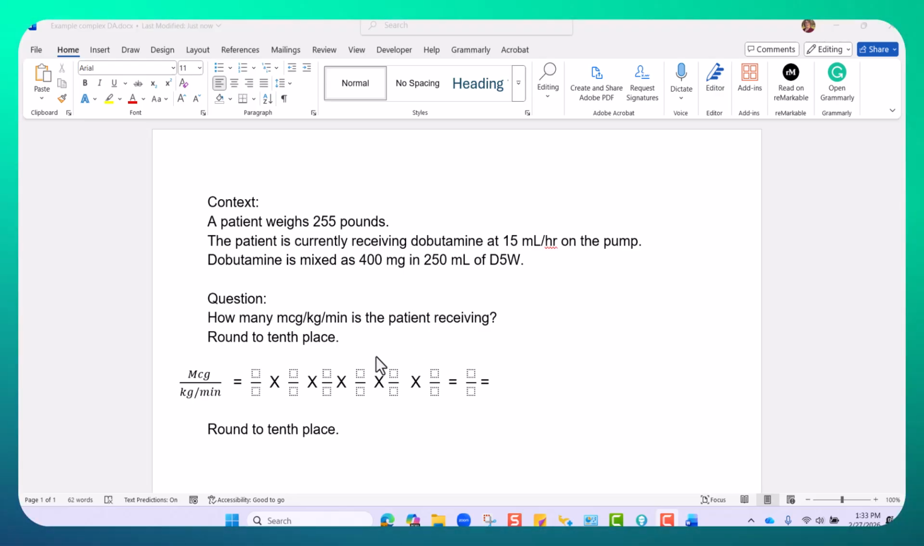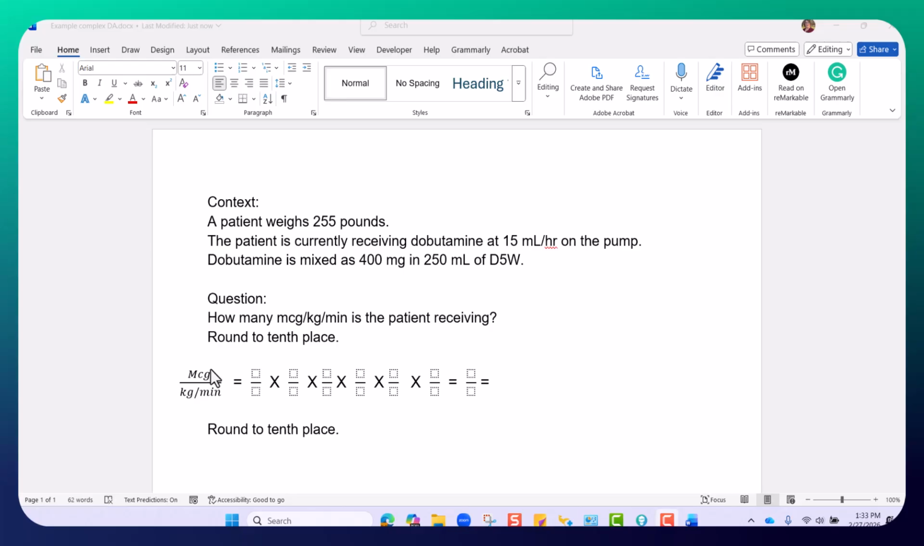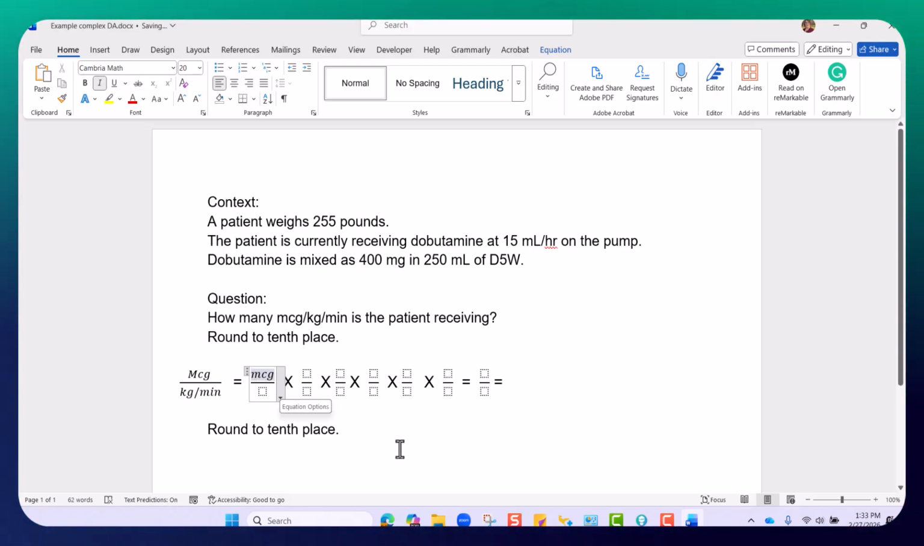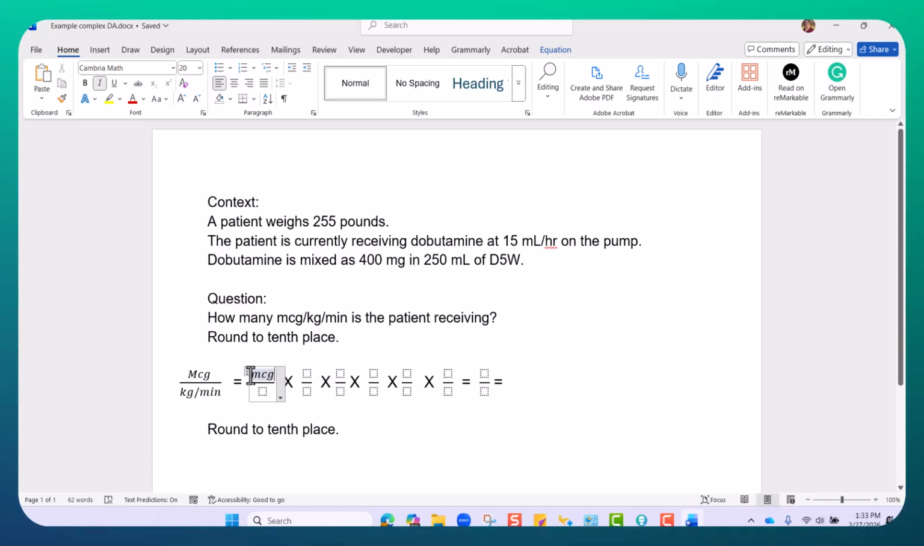All right, so we read the problem, and we're going to begin to set up now. So we have micrograms is what we are asked for, kilograms per minute. If there's micrograms on the left of the equal sign, we must have micrograms to the right. I don't have to go through all the same instructions again, but that tells the student they need to do a conversion factor before they can actually get to the calculation. So this would be 1,000 micrograms in 1 milligram.